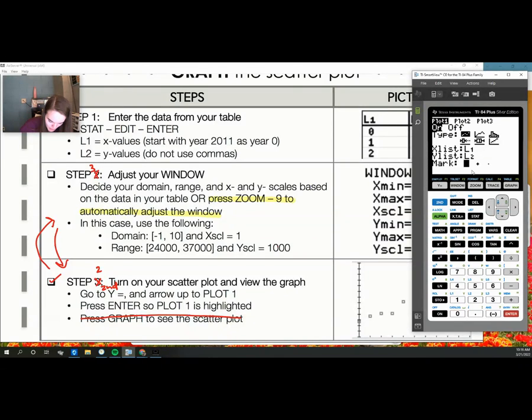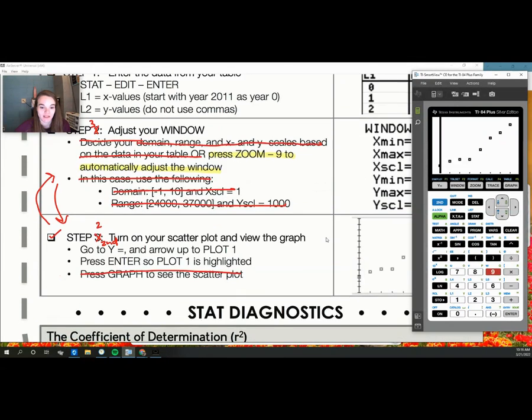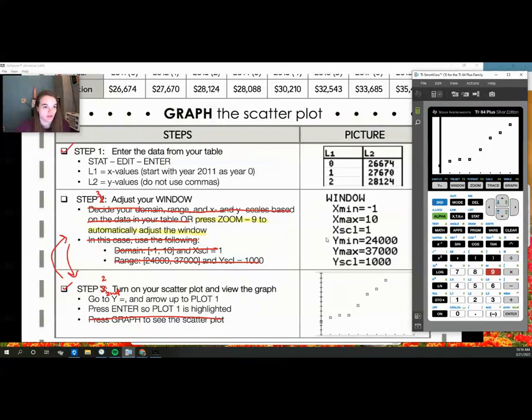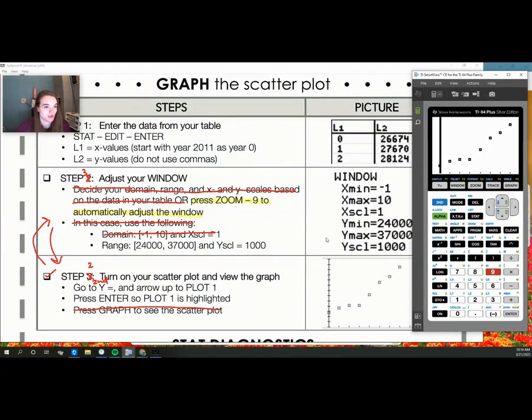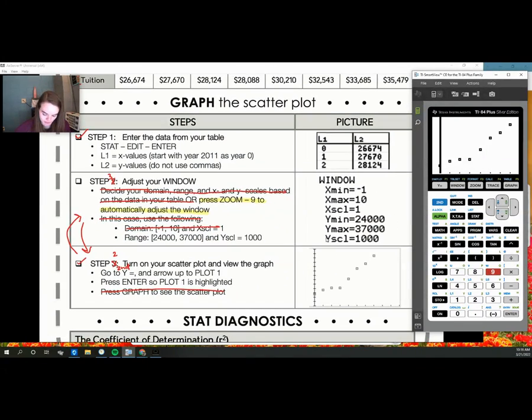There is absolutely no point in deciding your domain or any of that stuff. We're only going to press Zoom 9, okay? So press Zoom 9, and there is our graph, okay? That is how we graph the scatter plot. So we'll be graphing the scatter plot in that way, okay?